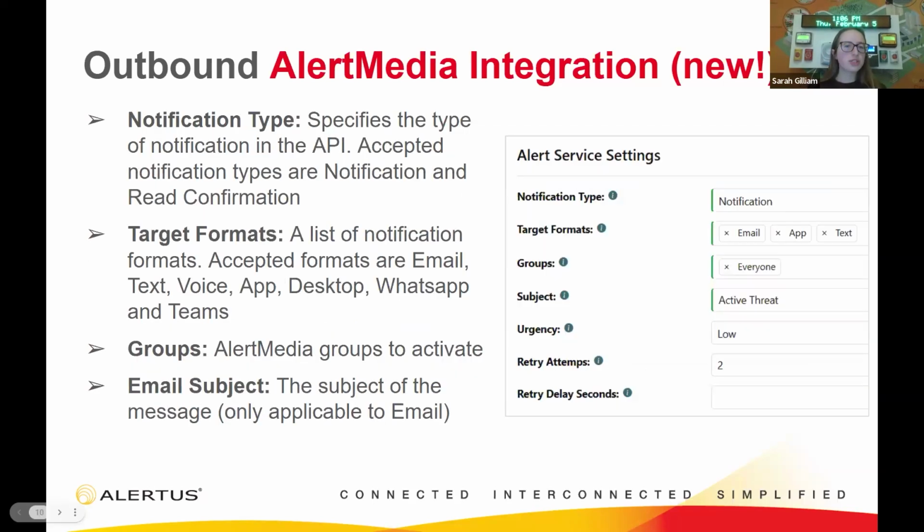But you can then use Alertus's new AlertMedia alert service to activate AlertMedia from Alertus. In the AlertMedia alert service settings, you can specify the notification type in the API, which includes notification or read confirmation. The target formats indicate how the alert will be delivered, with accepted formats including email, text, voice, app, desktop, WhatsApp, and Teams. And you can also specify the groups within AlertMedia that you want to activate.